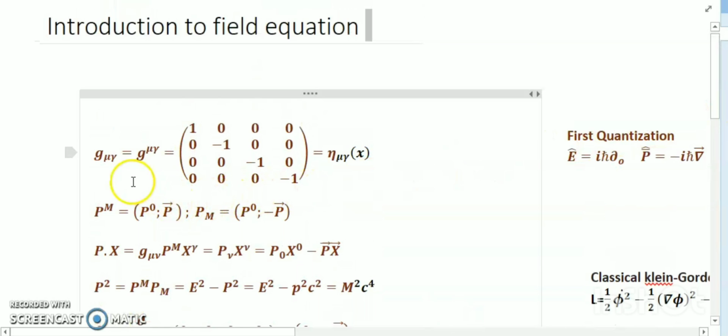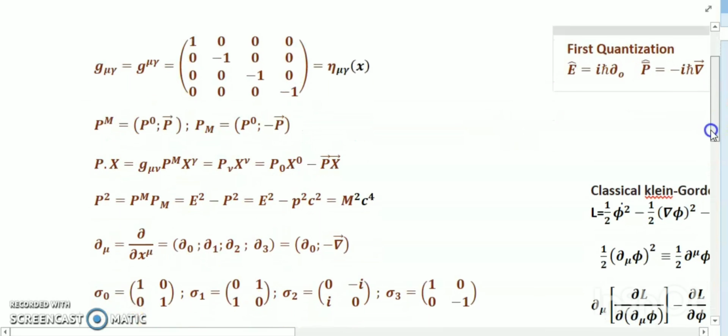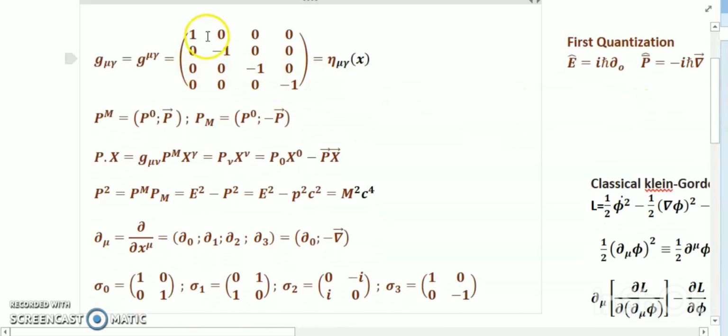Now g mu nu is a metric, okay? This is the matrix whose diagonal is 1, -1, and it can be written as eta mu nu. x is a point, any point.